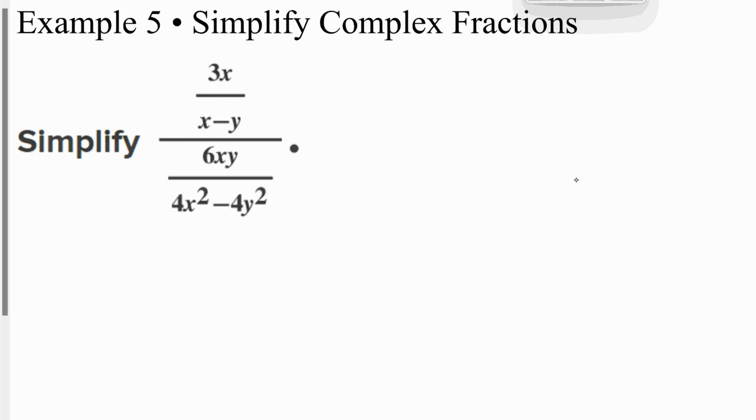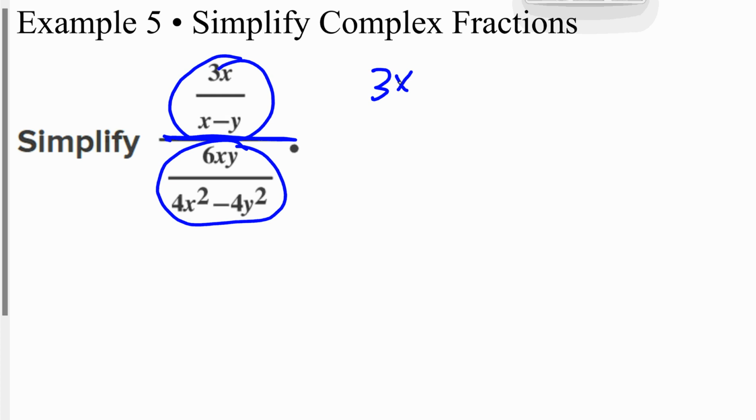Example number 5, simplifying complex fractions. Basically, that's fractions inside of fractions. So here we have this fraction divided by another fraction, which means I can just take the top fraction and multiply it by the reciprocal of the bottom fraction.